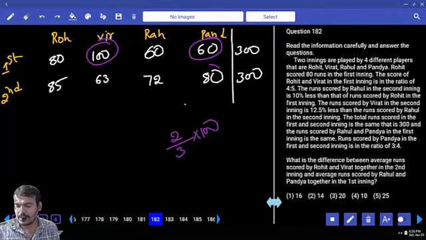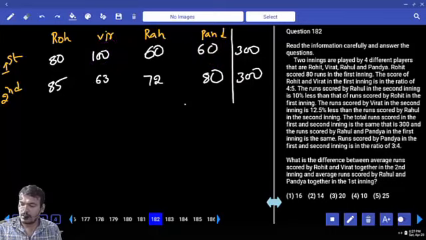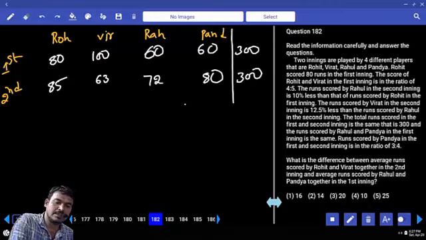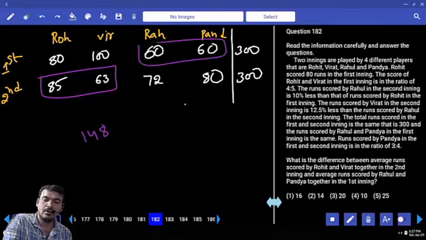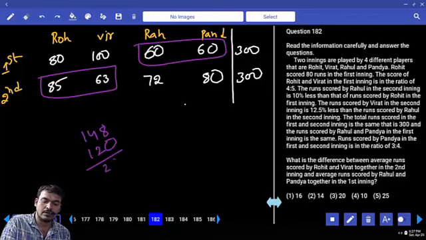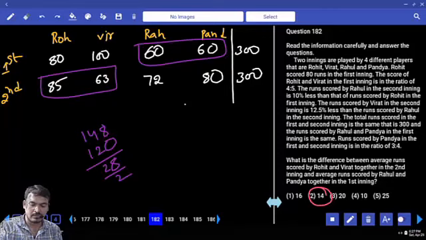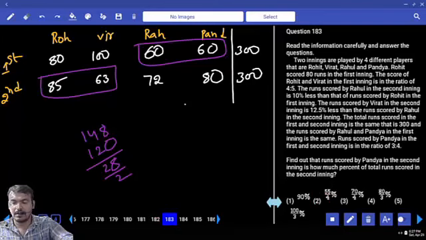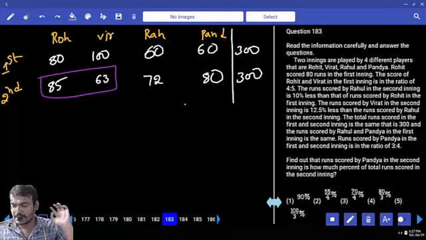Next 182. What is the difference between the average runs scored by Rohit and Virat together in the second innings and the average runs scored by Rahul and Pandya together in first innings? Rohit and Virat in second innings together is how much? 148. And Rahul and Pandya in first innings 120. What is the difference? 28. It is some difference. What is the average difference? Divide by 2. What is the answer? 14.